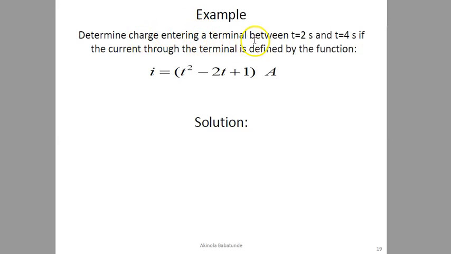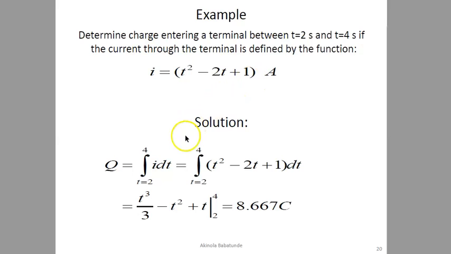Determine the charge entering a terminal between t equal to 2 seconds and t equal to 4 seconds if the current through the terminal is defined by the function. We have the function given here as i equal to t squared minus 2t plus 1. So this is current defined as a function of time. What we would use is the integral relation we talked about earlier. Our total charge would be equal to the integral of i dt from time equal to 2 seconds to 4 seconds.